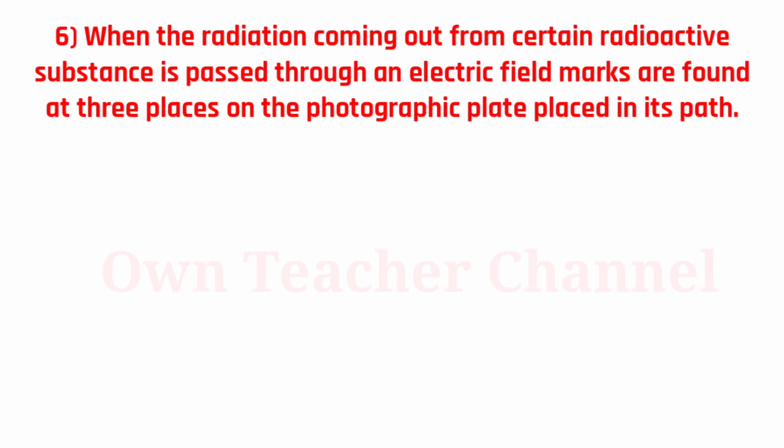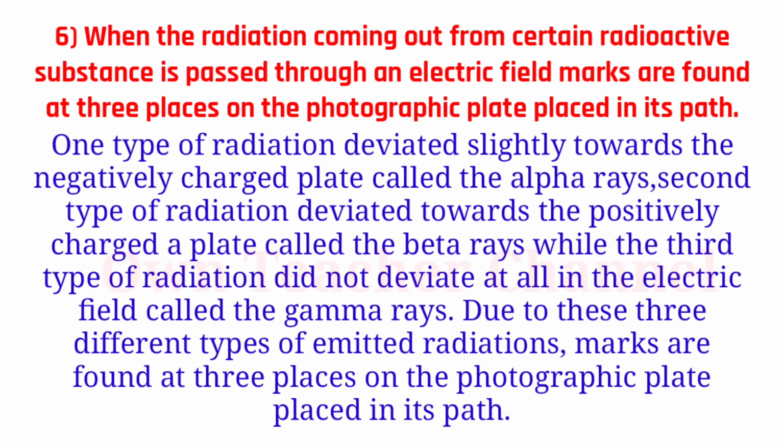6. When the radiation coming out from certain radioactive substances is passed through an electric field, marks are found at 3 places on the photographic plate placed in its path. One type of radiation deviated slightly towards the negatively charged plate, called the alpha rays. The second type of radiation deviated towards the positively charged plate, called the beta rays, while the third type of radiation did not deviate at all in the electric field, called the gamma rays.